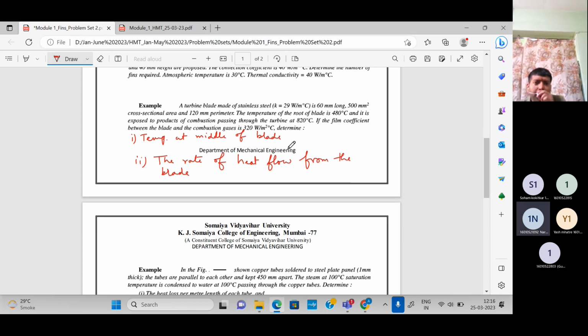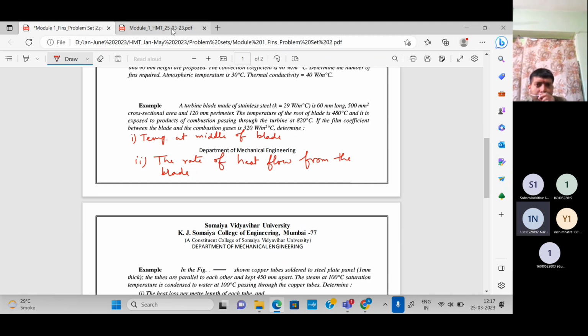Okay, so a turbine blade made of stainless steel, thermal conductivity is given. It is 60 mm long, 500 millimeter square cross sectional area, and 120 mm perimeter. The temperature of the root of the blade is 480 degrees Celsius, and it is exposed to the product of combustion passing through the turbine at 820 degrees Celsius. The film coefficient between the blade and the combustion gases is 320 watt per meter square degree Celsius. Now we have to determine the temperature at the middle of the blade and the rate of heat flow from the blade. That means we have to find temperature and the heat flow. Okay, so this is the problem.